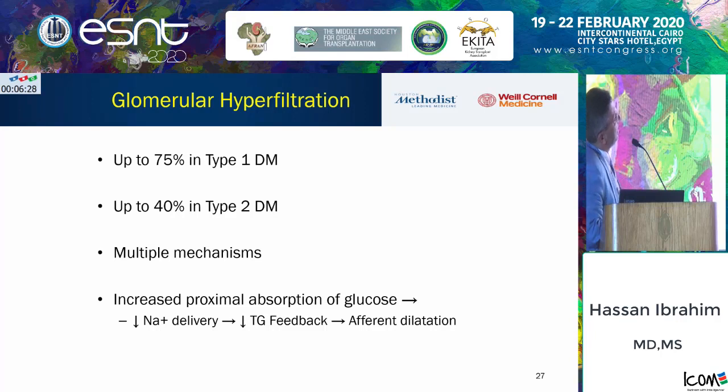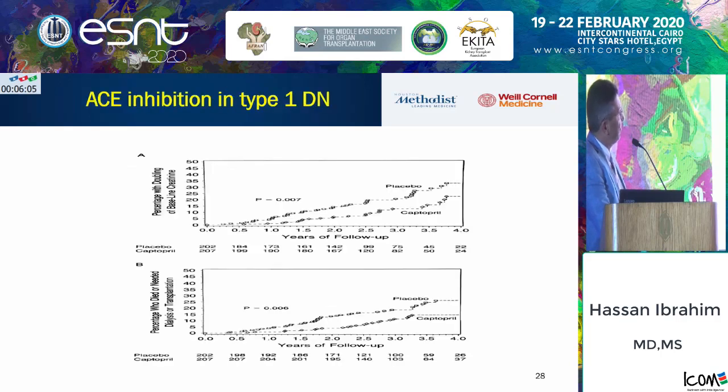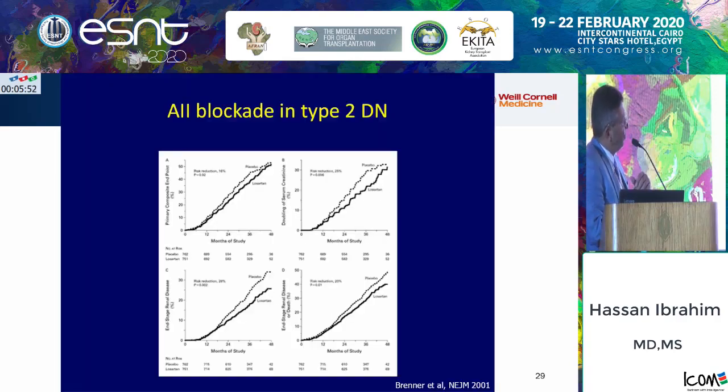It's claimed to happen in 75% of type 1 diabetics, and maybe up to 40% of type 2 will have hyperfiltration. People have a lot of mechanisms. Some think it's glomerular hemodynamic, some think it's a function of sodium delivery. But people do believe this happens, certainly more in type 1 than in type 2. And this is the foundation for the trials showing ACE inhibitors and ARBs work better in diabetic kidney disease because they reduce this hyperfiltration, and A2 blockade.